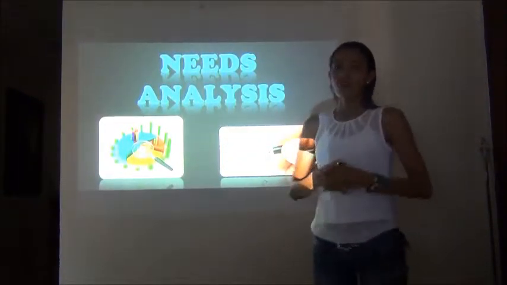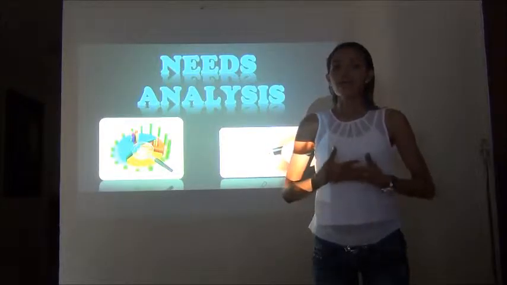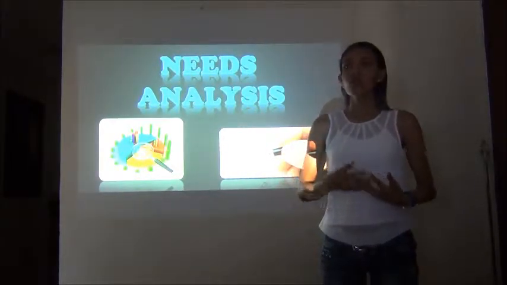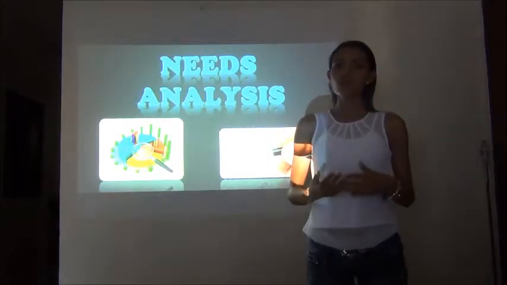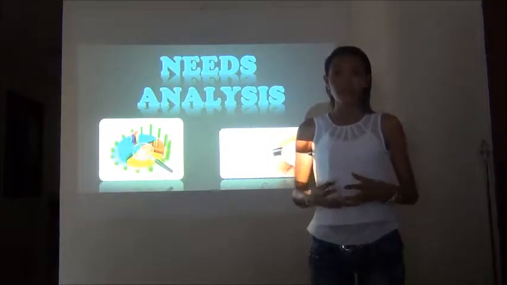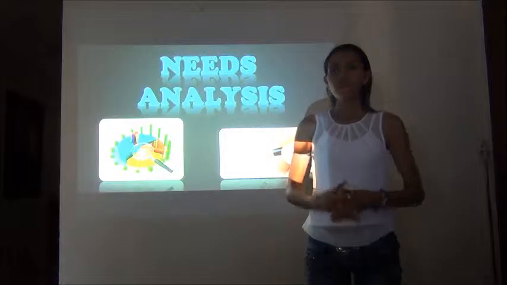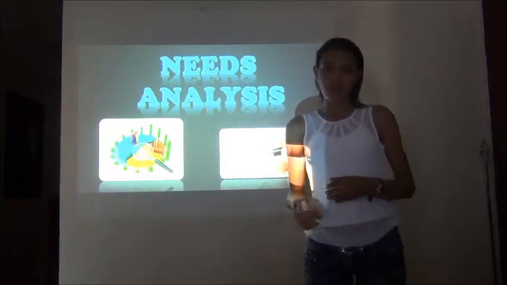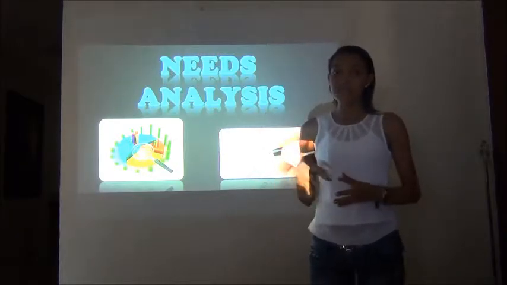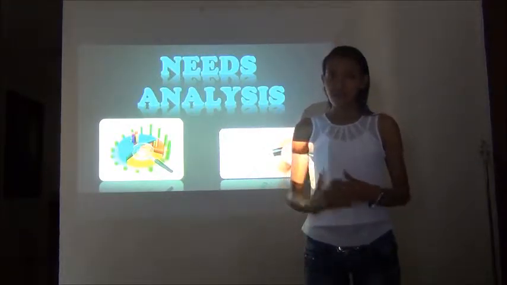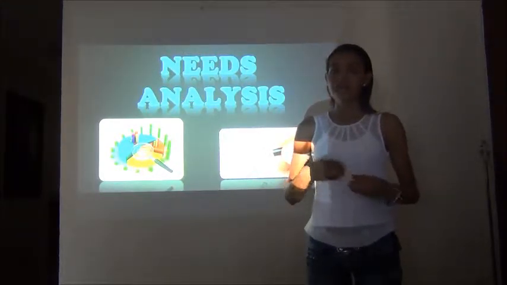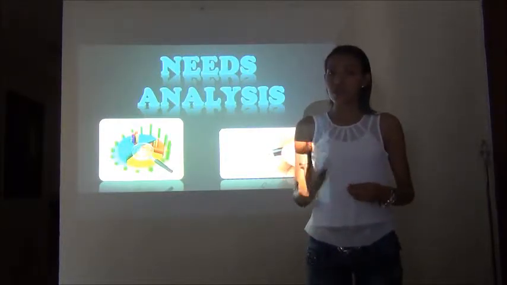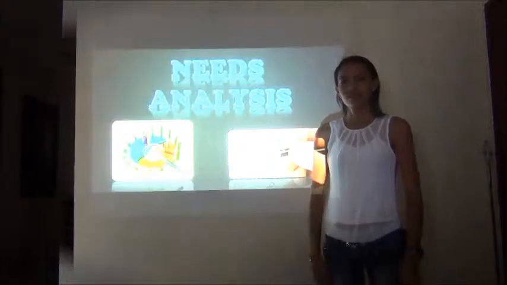Needs analysis. The term needs analysis refers to the activities that are involved in collecting information that will serve as the basis for developing a curriculum that will meet the needs of a specific group of students. The purpose of this needs analysis is to identify a specific group of students' lacks, needs and wants towards the learning of English at Universidad de Córdoba.